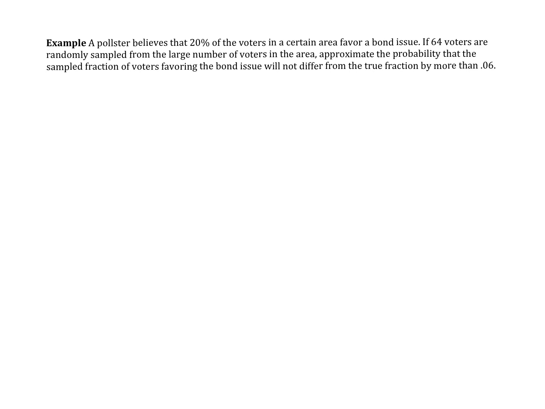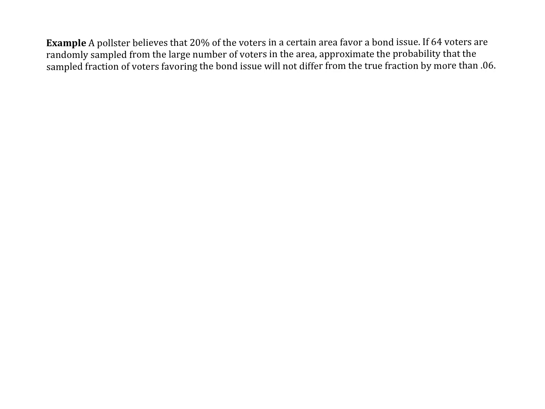Okay, let's talk and see if we came up with the correct probability notation. A pollster believes that 20% of the voters in a certain area favor a bond issue. If 64 voters are randomly sampled from the large population of voters in the area, approximate the probability that the sampled fraction of voters favoring the bond issue will not differ from the true fraction by more than 0.06.